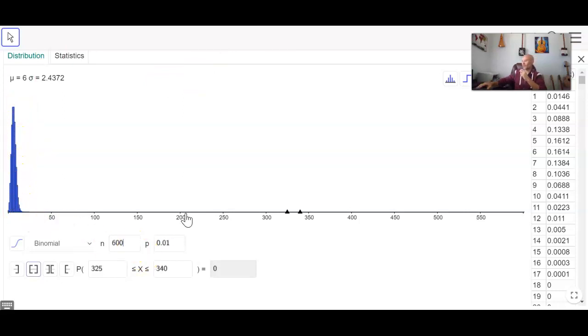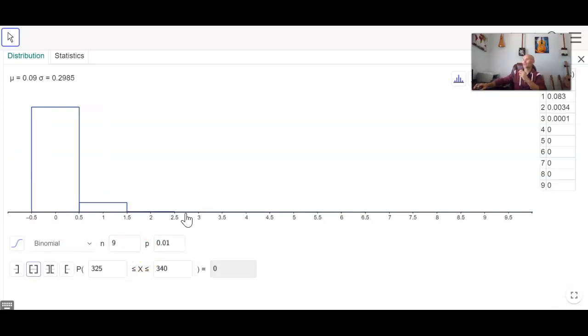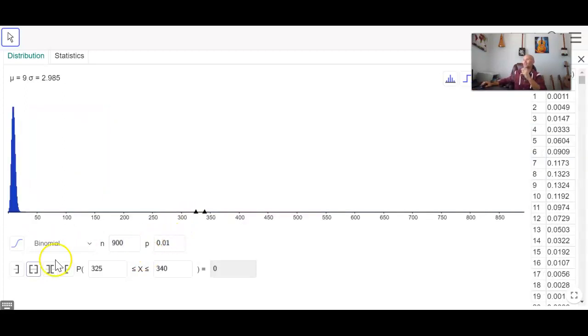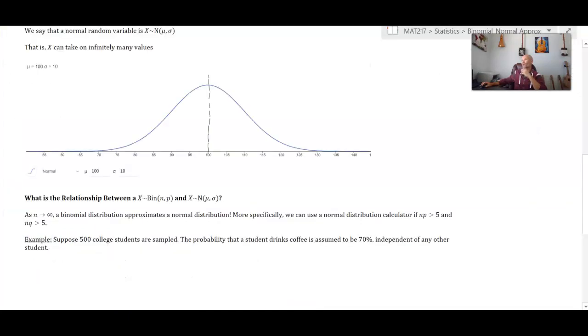But if I make n greater, regardless of the value of p, you can see that at 900 this looks more normal. I mean, there's still a tiny bit of a skew there, but with 900 it looks a lot better than it did with 650. Okay, well, what does that mean as n approaches infinity? Well, in theory, if n was infinity, then a binomial distribution would be exactly a normal distribution. But we'll make this more specific.